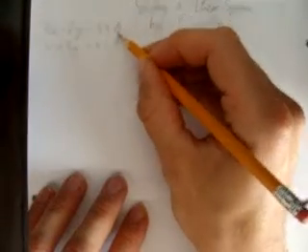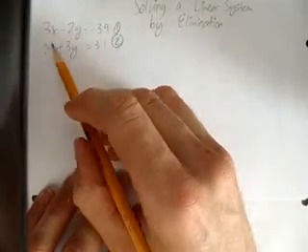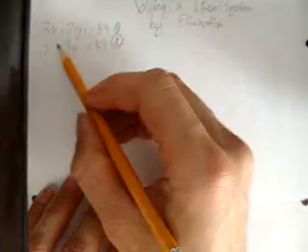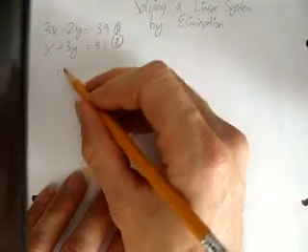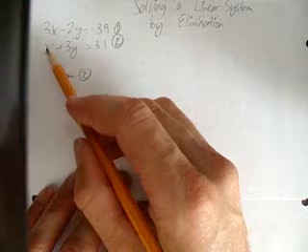Let's solve this linear system by elimination. We have equation 1 and 2, which we'll label. And our goal here at first is just to get the same coefficients either on x or on y. In this situation, it's going to be easier to work with equation 2, in my opinion, because you only have to change the x coefficient.